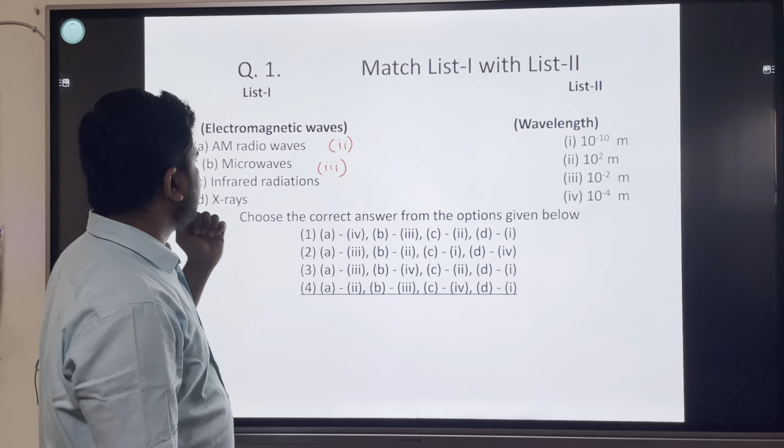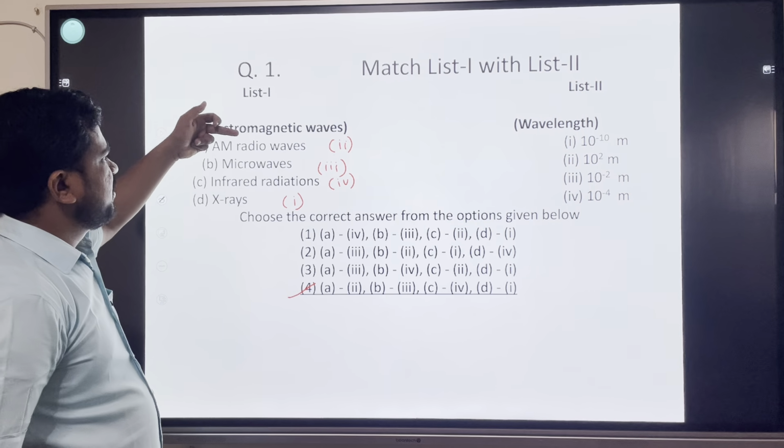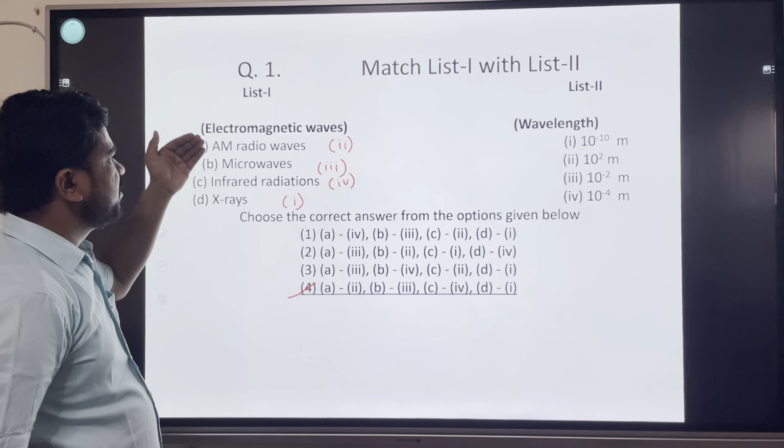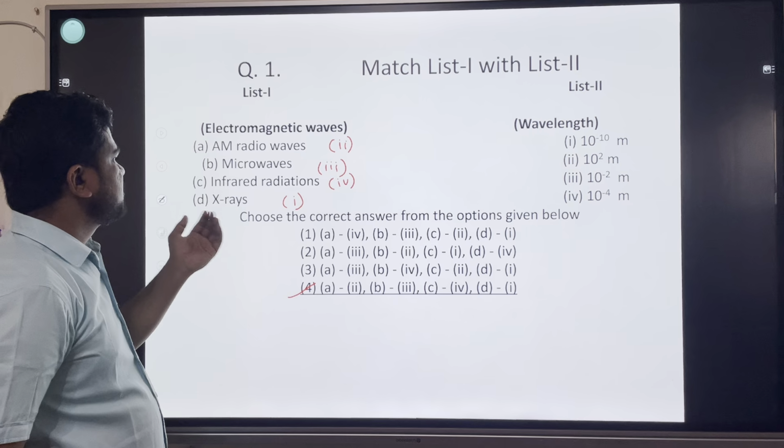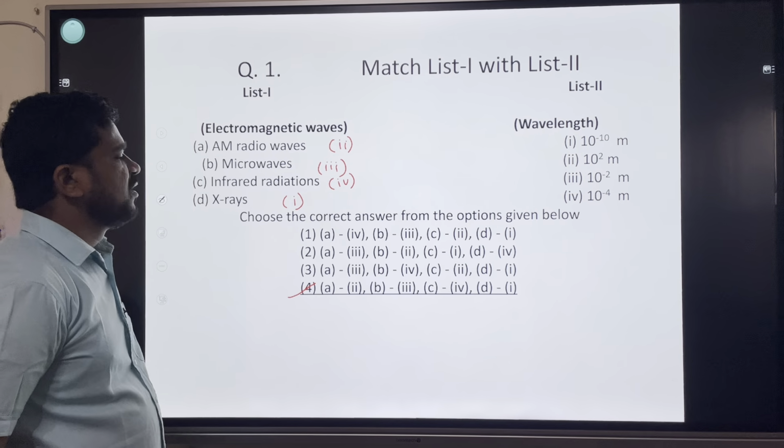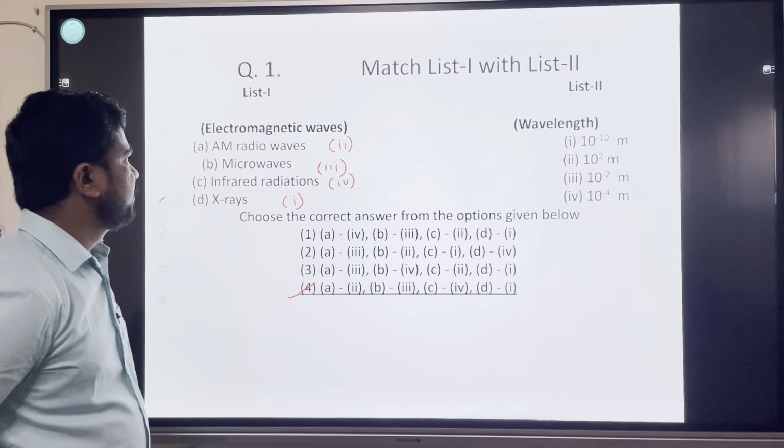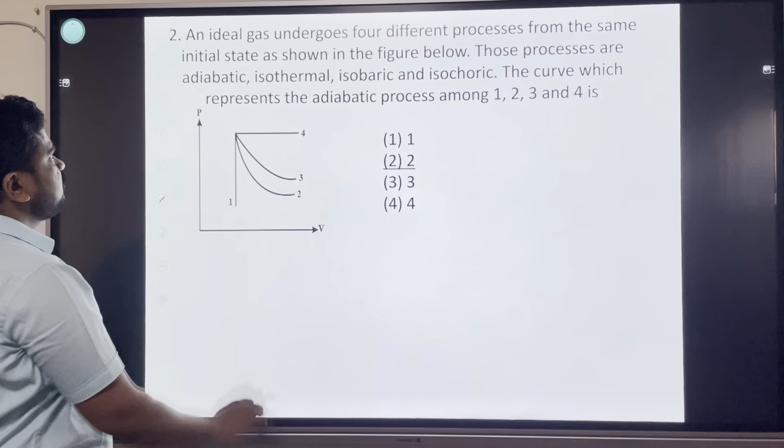The smallest wavelength is of X-rays, 10 raised to minus 10 meter, in the first number. Option is the fourth option. Keep in mind, AM radio waves have the largest wavelength, then microwaves, then infrared radiation, and the smallest wavelength is of X-rays. Okay, come to the next question.